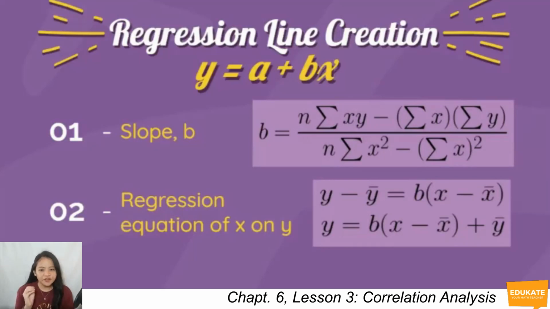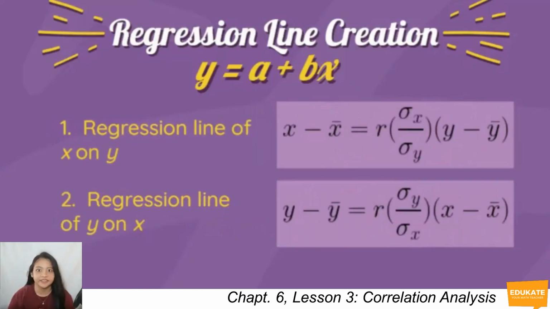Next, for the regression equation of x on y, or the regression equation of the independent variable on the dependent variable, we have the equation y minus the mean of y equals b, where b is your slope, multiplied by x minus x bar, or the mean of x. Isolating y, we have y equals b multiplied by the difference of x and its mean, plus the mean of y. So there is a shortcut, right?